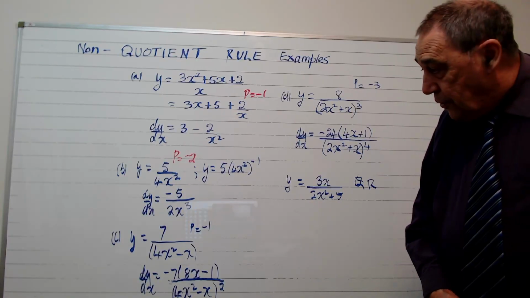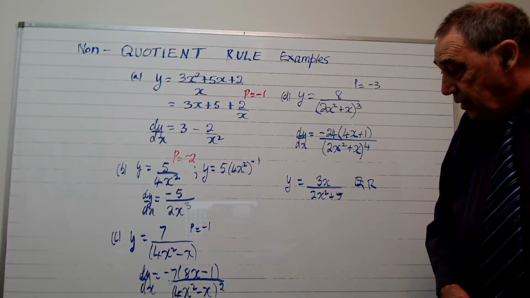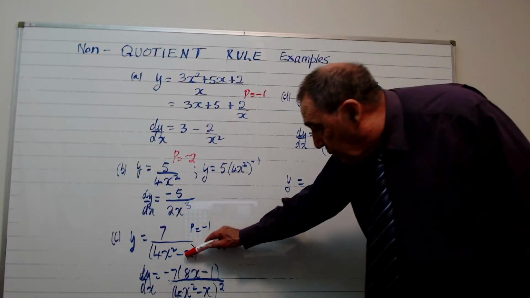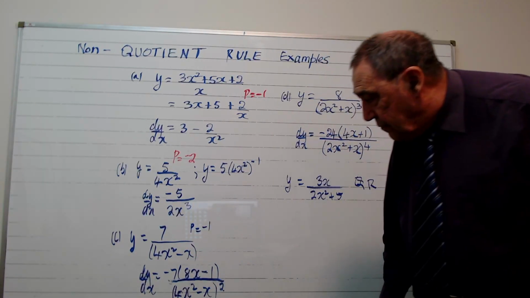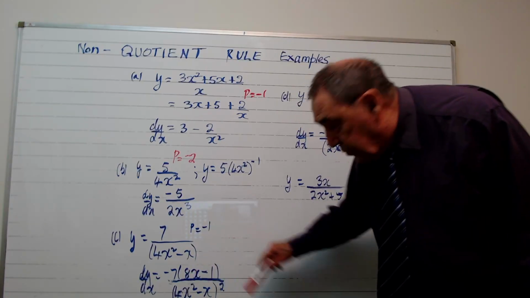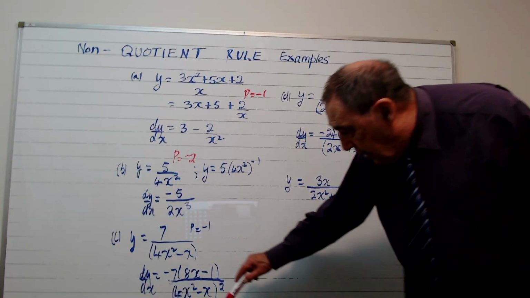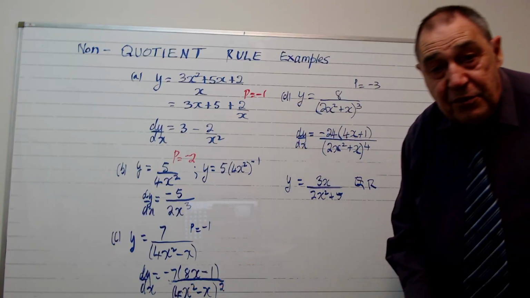And the same with ones like this. We've done functions of functions. Then we have, all right, the power of this bracket is -1. -1 times 7 gives us -7. The differential of the bracket goes on top of the fraction, and the power of the bracket on the bottom of the fraction becomes squared.